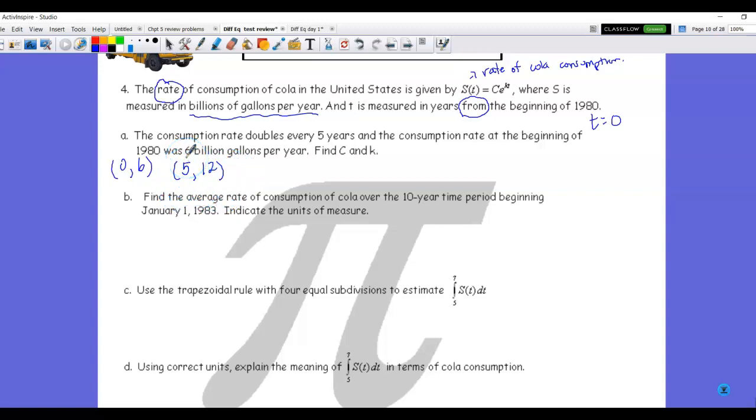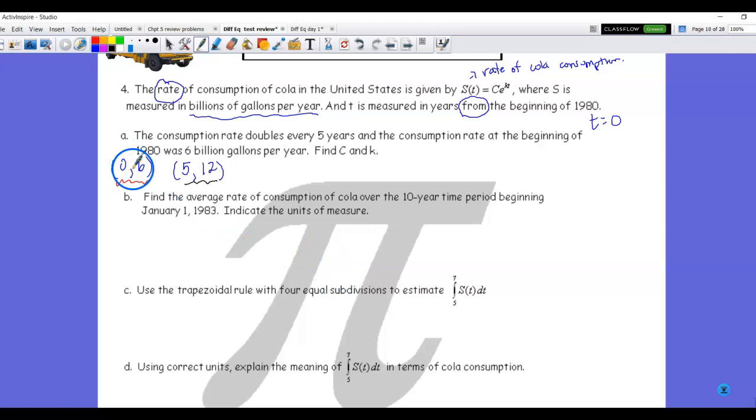Before we start trying to do the work and solve the problem, you have to record everything that we know to figure out how to proceed. All right, so our job here is to find C and K. So I'm going to take my equation. I'm going to underline the (0, 6) in red and the (5, 12) in black.